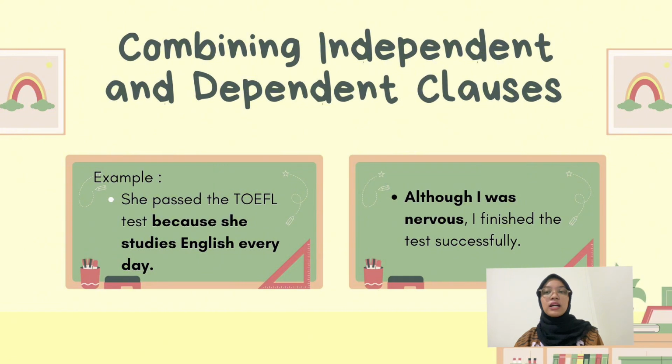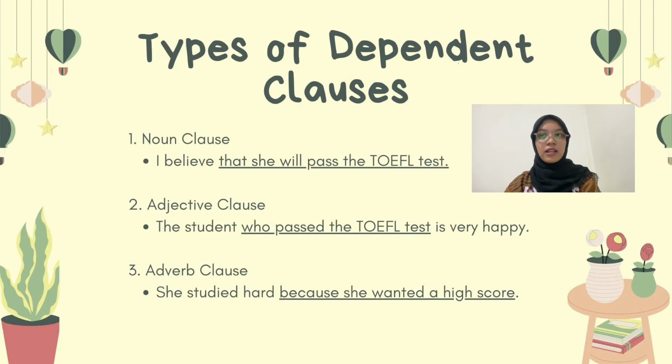The main idea is always in the independent clause, while the dependent clause gives extra information such as a reason, time, or contrast. Types of dependent clause. There are three common types of dependent clause that often appear in TOEFL questions. The first is a noun clause. A noun clause functions as a noun. For example, I believe that she will pass the TOEFL test. Here the clause that she will pass the TOEFL test is the object of the verb believe.